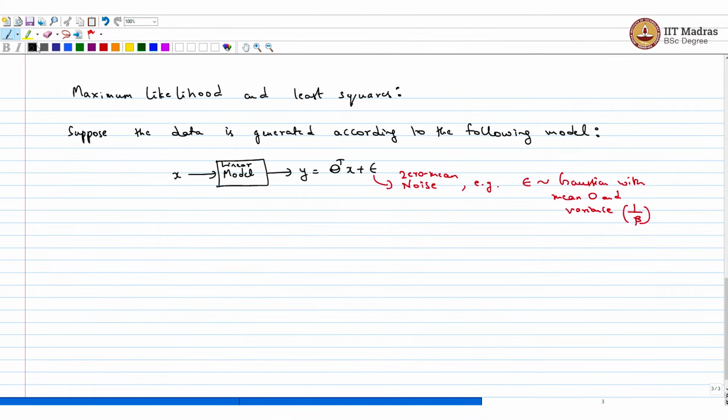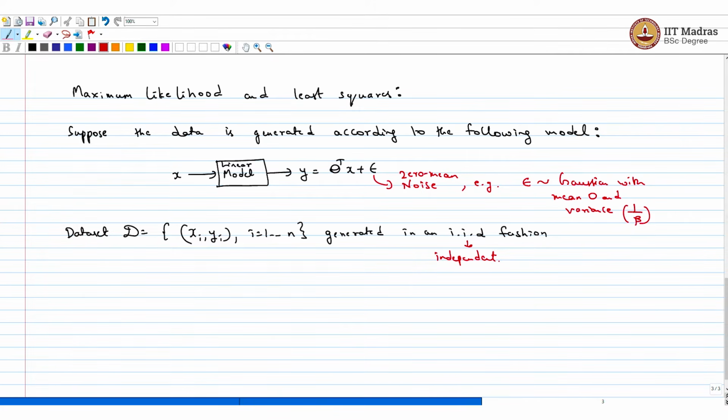So, to elaborate, if you have a data set like this, say D is x i, y i as before, i equals 1 to n, then generated independently, generated in an IID fashion. So, what is IID? The data points are independently sampled from a certain distribution, which is here given by the linear model, and they are identically distributed.